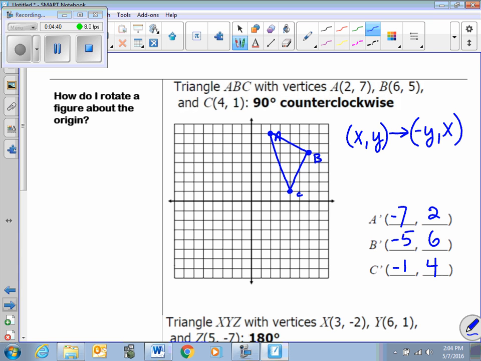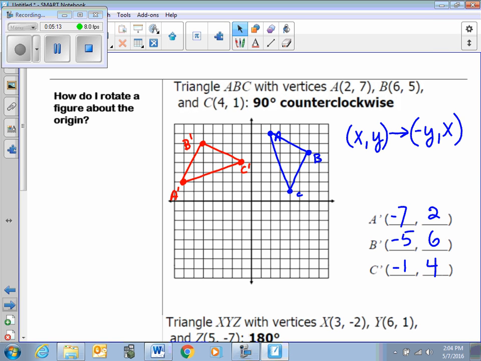So let's come over here and draw our new triangle. A prime is (negative 7, 2). 1, 2, 3, 4, 5, 6, 7, 1, 2. A prime. B prime, (negative 5, 6). 1, 2, 3, 4, 5, 6. And C prime is (negative 1, 4). So there is my rotated triangle.